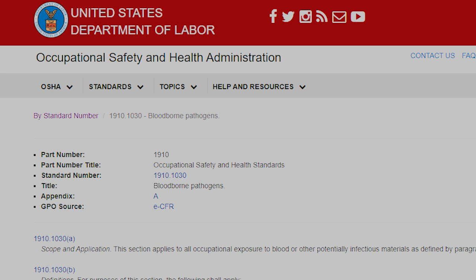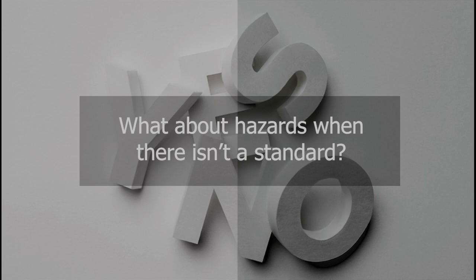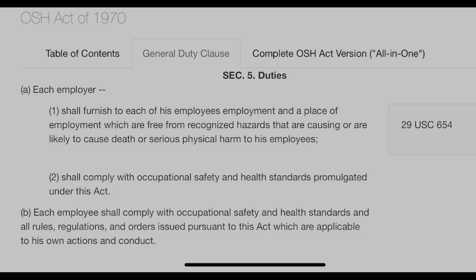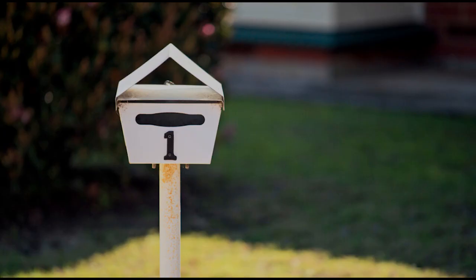The majority of our training will focus on OSHA standards, like the Bloodborne Pathogen Standard or the Hazard Communication Standard, but sometimes hazards exist in a gray area or outside of a direct standard. Enter the General Duty Clause. Under this catch-all clause, an employer has an obligation to protect you from workplace hazards even when there isn't a standard. Preventing workplace violence is a perfect example. No standard, but a general duty under Section 5, Subsection A, Paragraph 1 of the Occupational Safety and Health Act of 1970.